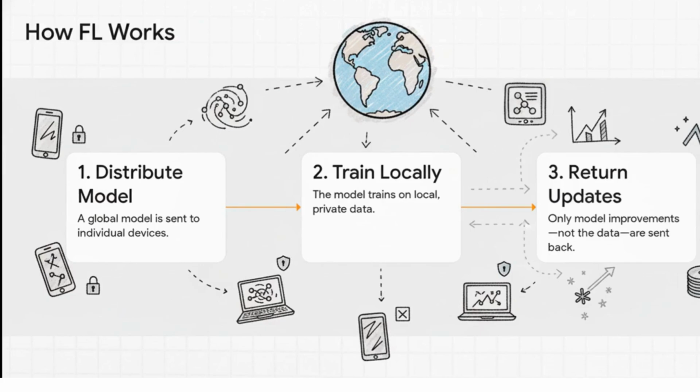Well, here's the process. A central generic model gets sent out to everyone's devices. Then the model trains locally on your phone using your data. Here's the key part. Only the updates to the model, the improvements it made, are sent back, not your data, just the learnings. It's an amazing way to train a powerful model collaboratively while keeping everyone's privacy locked down.